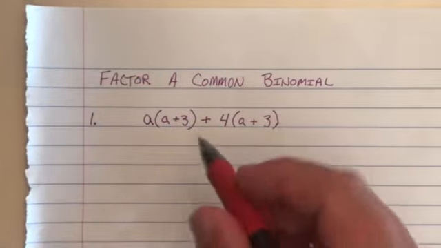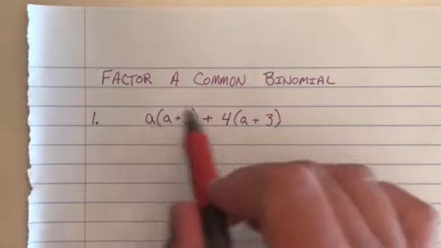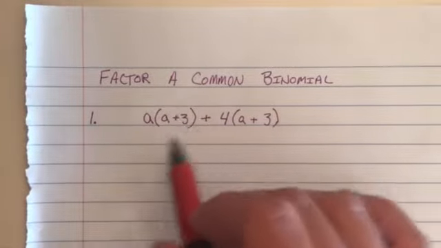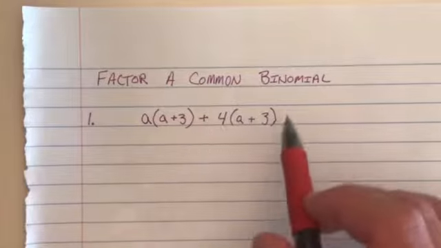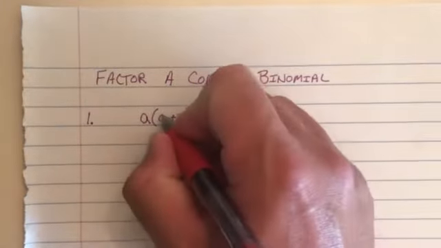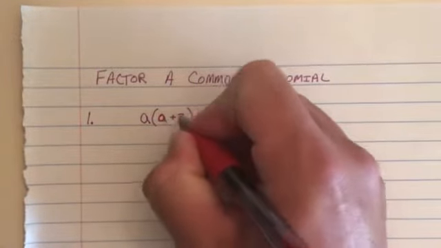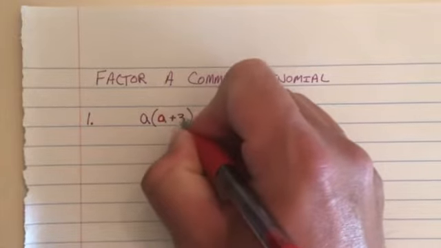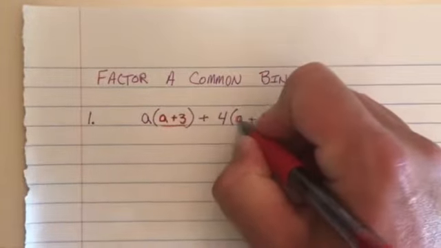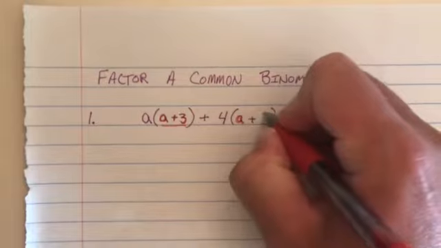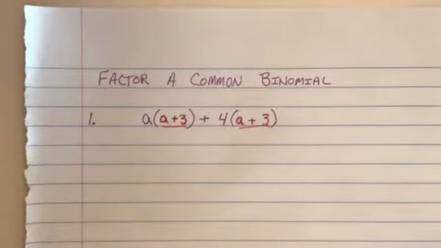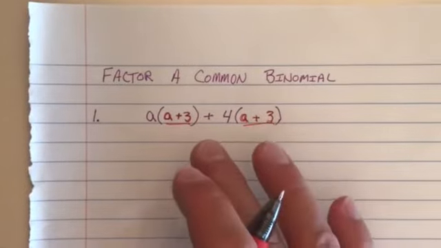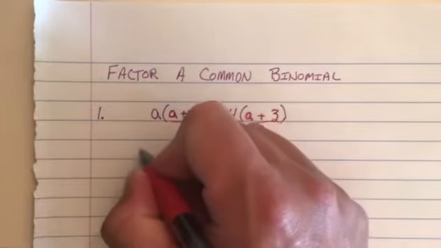So what you'll notice here is we've really got kind of one term here, this a times (a plus 3), plus another term, the 4 times (a plus 3). What you might notice is a plus 3 over here is the very same thing as a plus 3 over here. So that's our common factor. That's our GCF.